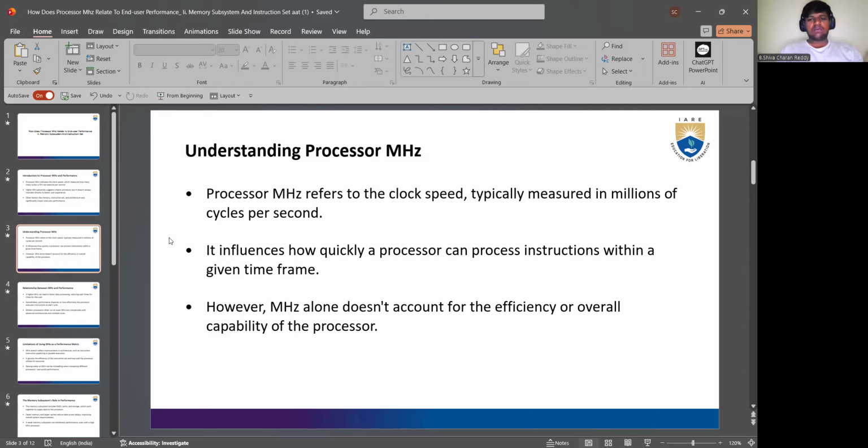It influences how quickly a processor can process instructions within a given time frame. However, megahertz alone doesn't account for the efficiency or overall capability of the processor. So this processor megahertz refers to the clock speed, as I said previously, which can go up to millions of cycles per second. It also influences how a processor can process the instructions given to it within a given time frame. However, this doesn't account for the efficiency or overall capability of the processor itself.